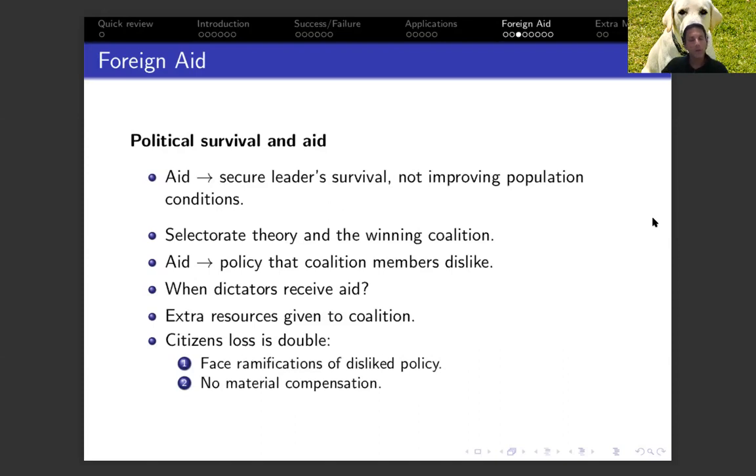The leaders who are having to satisfy a very small coalition, dictators, will usually take this aid and distribute most of this extra resources to their own coalition, which means that most citizens will get nothing. So those extra resources, because of the aid, are going to be given to members of the winning coalition of the leader, which is a small number of people in dictatorships, and the citizens will get nothing in exchange.